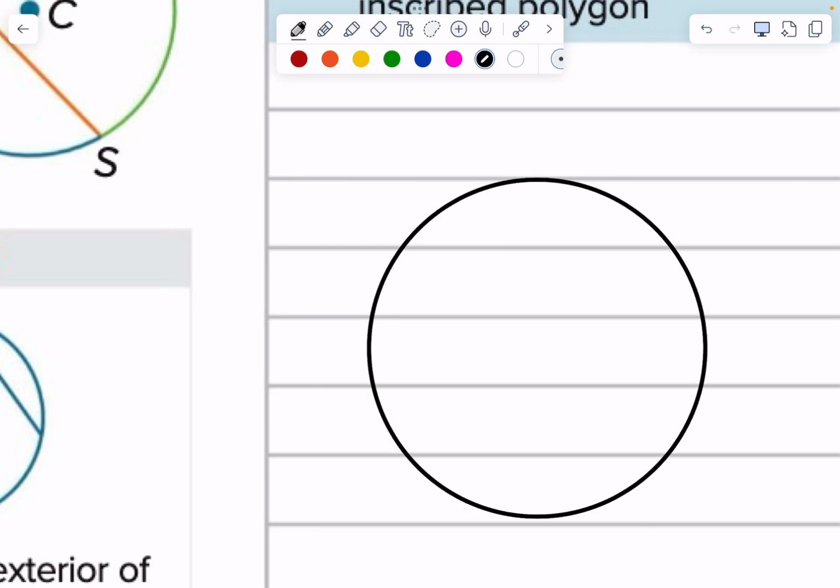All right, and I'm going to draw a chord, and I'm going to draw one that looks like this. Do them like that. Okay, that's a chord, right? Do we know that that's a chord? A chord goes from one edge of the circle to the other. The chord that goes through the center of the circle is called the diameter.